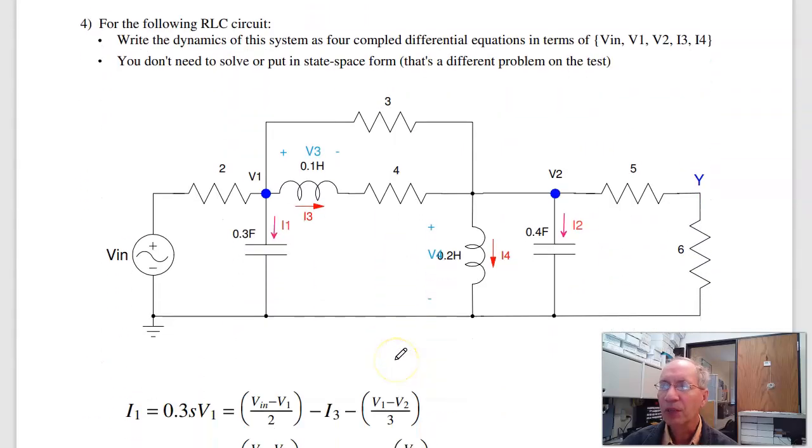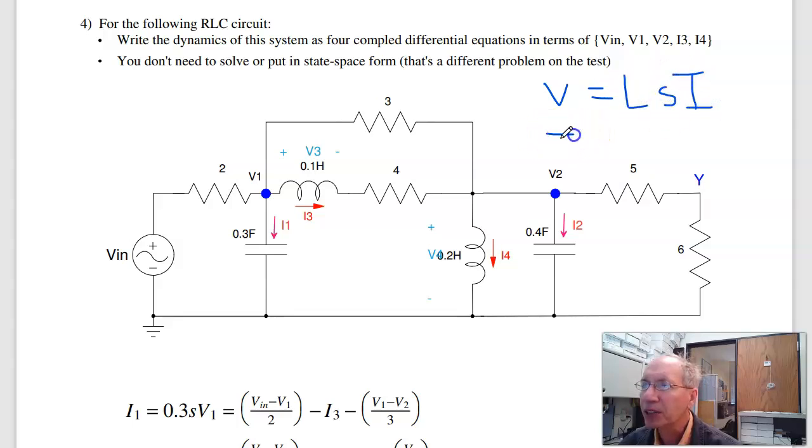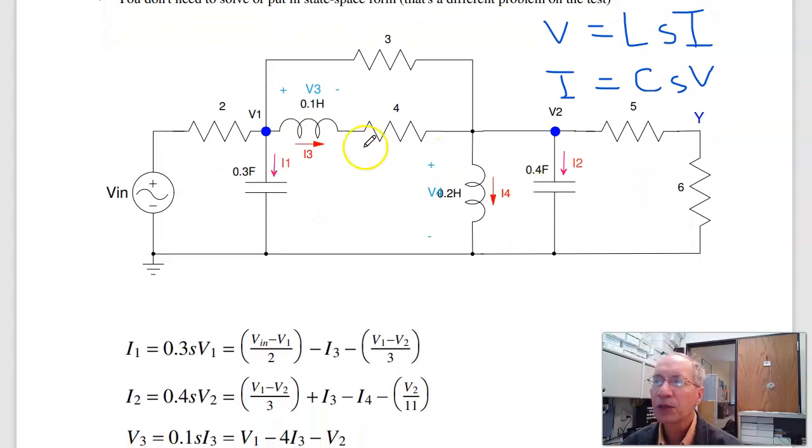Problem 4. Write the dynamics for this RLC circuit. Now the trick is for inductors, I have V is L dI/dt. S means derivative. And for capacitors, I equals C dV/dt. Again, S means derivative. So for the capacitor, the current I1 is C dV/dt.